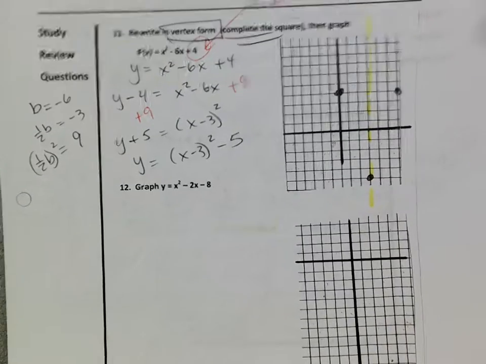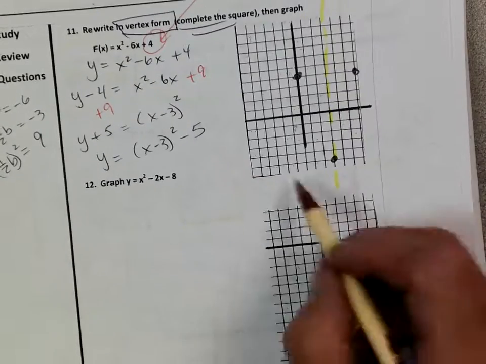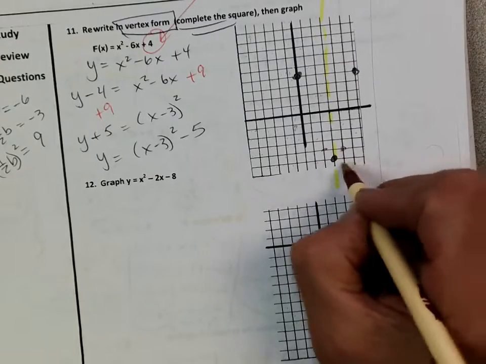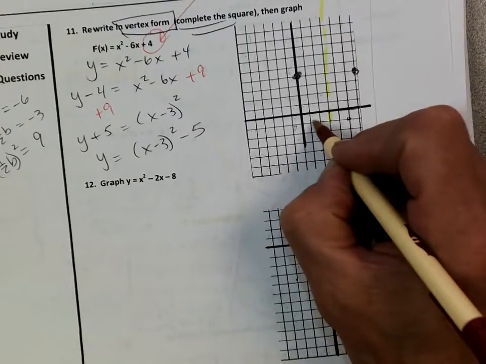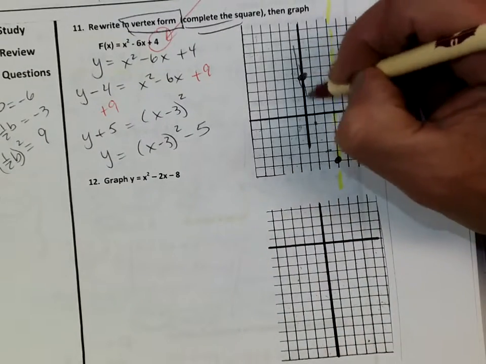Now, if I did my, it's a parabola, right? My 1, 1, 2, 1, 2, 3, 4. I get the parabola looks something like this.